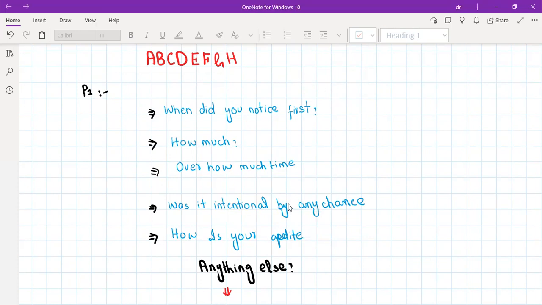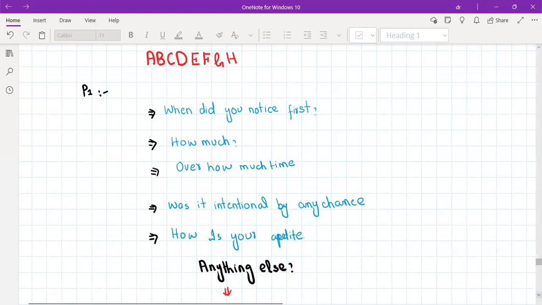So this is basically what we have modified from OPQRST. When did you notice first? How much weight loss over how much time? Was it intentional? How is your appetite? After this, you will say anything else and you will start asking the DD questions, to rule out specific differentials.